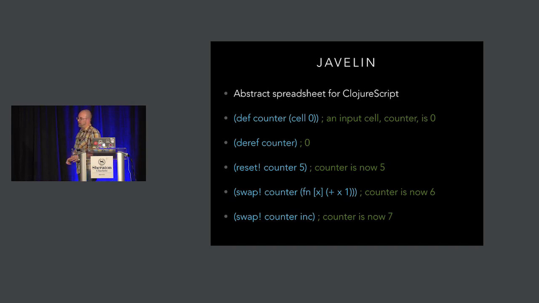So part of Hoplon, part of its family of libraries that make it up, is a library called Javelin. And Javelin takes this spreadsheet model, and it's not just for ClojureScript, it also works with Clojure, but it takes this spreadsheet model and adds it into the programming language. So before you look at this, a brief note about Clojure itself.